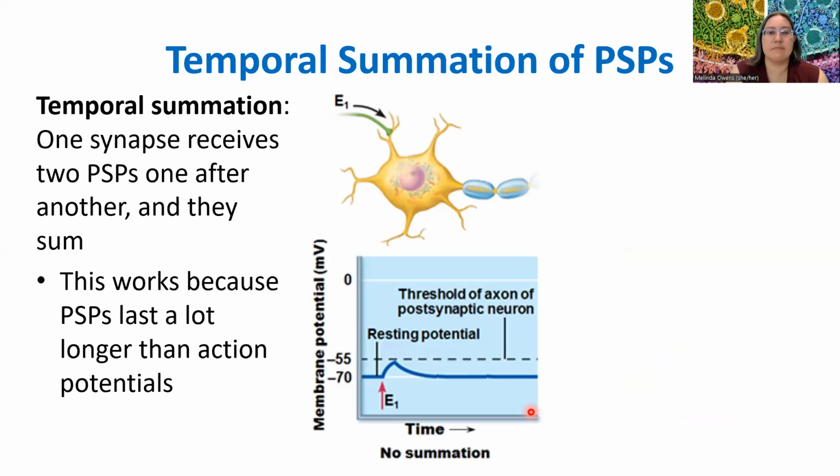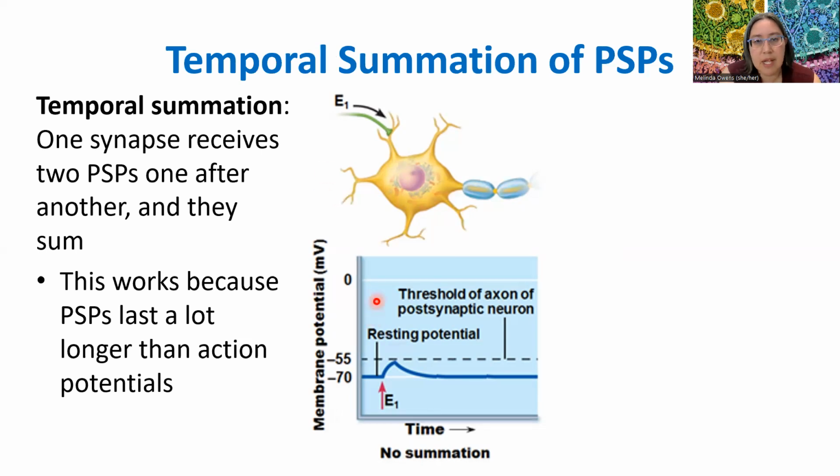Okay, temporal summation. What is that all about? That's when one synapse receives 2 PSPs, one after another, and they can sum that way. That works because PSPs last a lot longer than action potentials do. And so by the time you get a second action potential, you still have a little bit of voltage left, if they're close enough to the previous one.